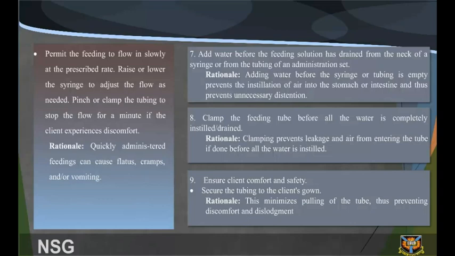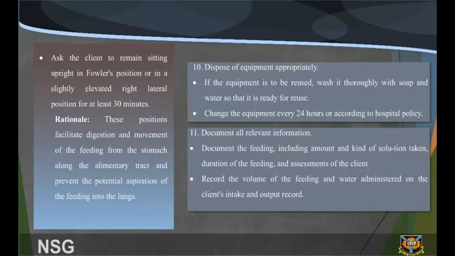Ensure the client's comfort and safety. Secure the tubing to the client's gown. This minimizes pulling of the tubes, thus preventing discomfort and dislodgement. Ask the client to remain sitting upright in Fowler's position or in a slightly elevated right lateral position for at least 30 minutes. These positions facilitate digestion and movement of the feeding from the stomach along the alimentary tract and prevent the potential aspiration of the feeding into the lungs.